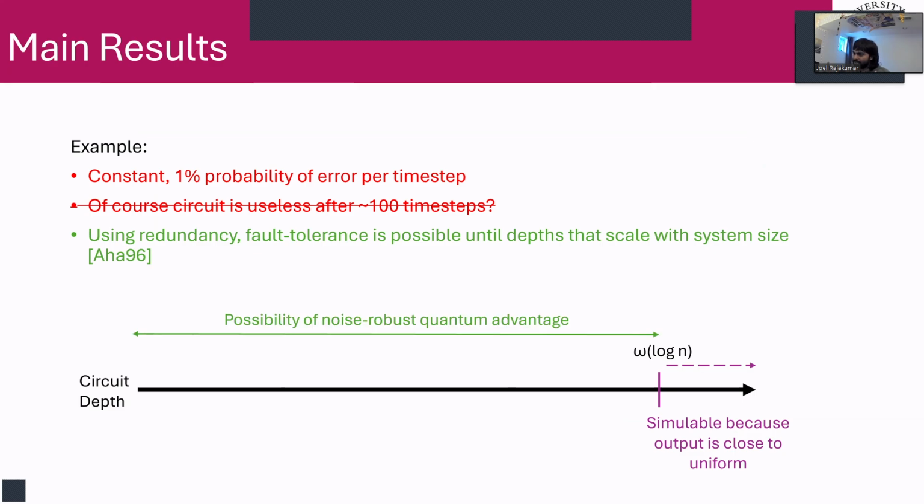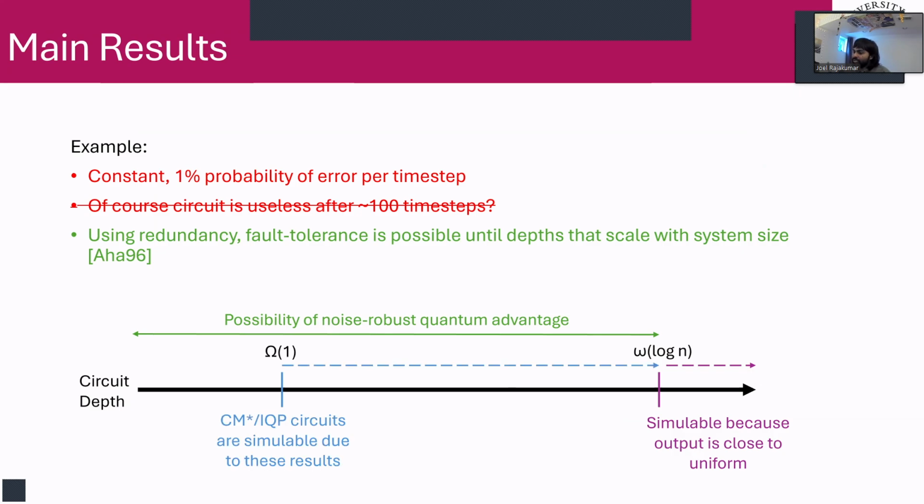So basically there's this possibility of noise-robust quantum advantage before you get to omega(log n) depth. And I think someone asked about this. This is sort of open. There is the possibility that you can demonstrate sampling advantage in this regime. We haven't constructed the circuit for that yet, but it's possible. It would be very cool if you did.